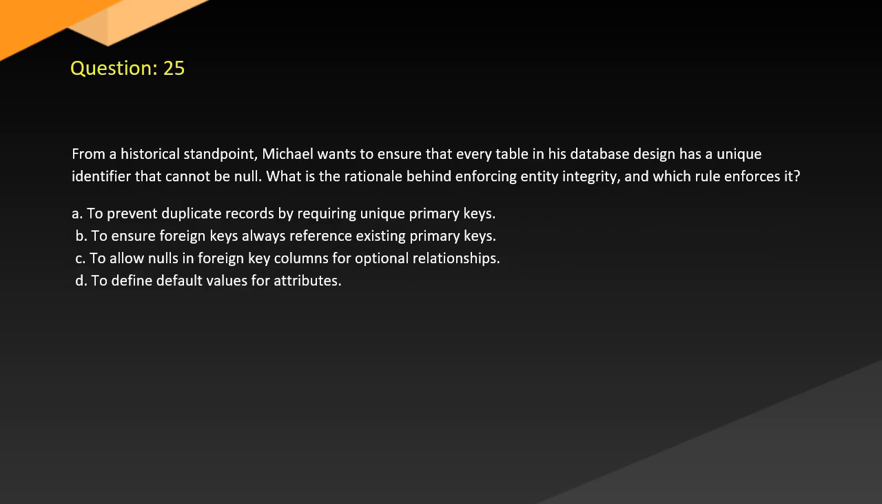Question 25. From a historical standpoint, Michael wants to ensure that every table in his database design has a unique identifier that cannot be null. What is the rationale behind enforcing entity integrity, and which rule enforces it? A. To prevent duplicate records by requiring unique primary keys. B. To ensure foreign keys always reference existing primary keys. C. To allow nulls in foreign key columns for optional relationships. D. To define default values for attributes.